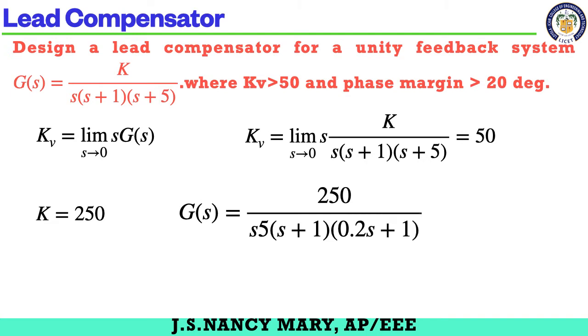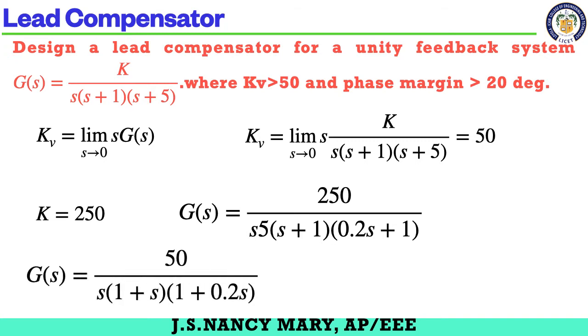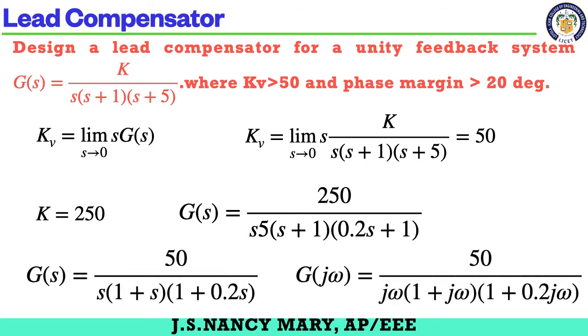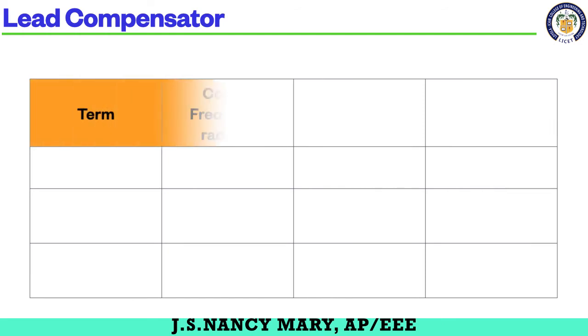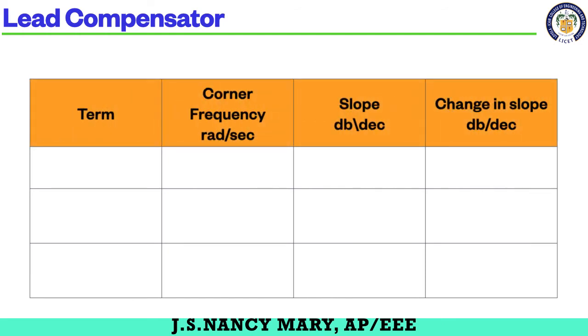Now rewrite the function. Take your 5 outside such that I'm making it in the 1 plus s format. So you will get the final transfer function like this. Replace s with j omega. Now we have to construct the first table: term, corner frequency, slope, change in slope. We know the corner frequencies are 1 and 5, that is 1 divided by 1 and 1 divided by 0.2.